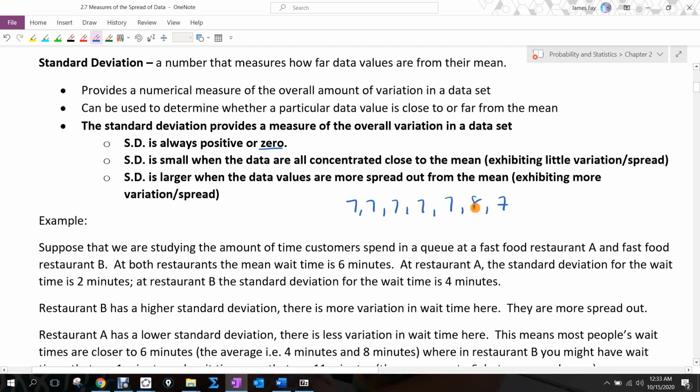And because there's very little spread here in these values, the standard deviation will be very, very small when we calculate it. Okay, so a small standard deviation tells you your data set is compacted or concentrated, and a larger standard deviation means your data values are more spread out.